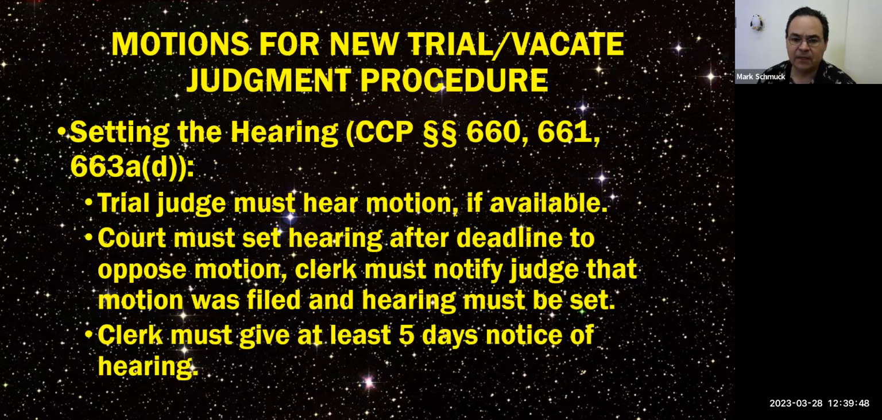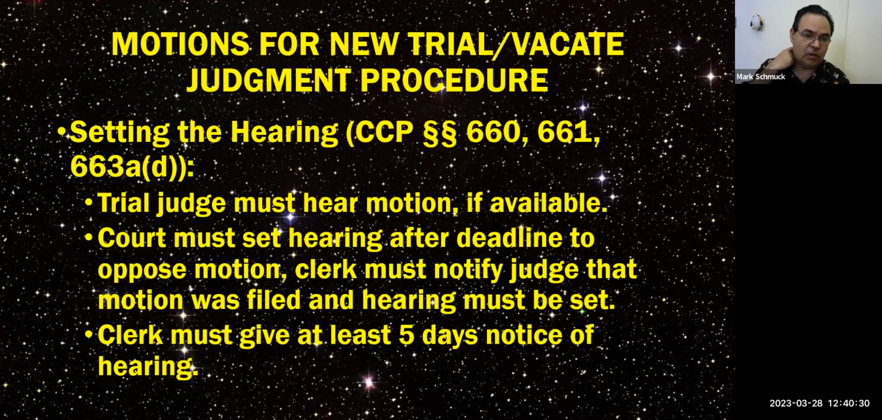So, setting the hearing. This is an unusual process, and it kind of depends on a lot of things within the court happening correctly. Number one, the trial judge must hear the motion if the trial judge is available. If the trial judge is not available, it may be heard by another judge in the same court. Now, the court must set the hearing after the deadline to oppose the motion, which is effectively 15 days after the filing of the notice of intention.